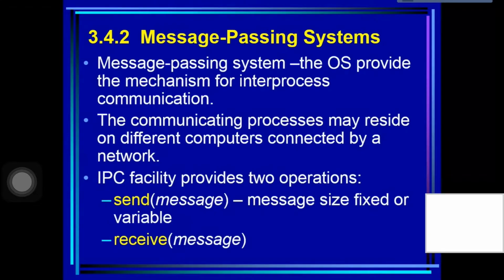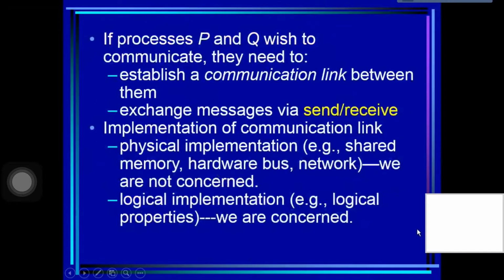A message passing facility provides at least two operations. Actually, they are system calls. The first is send message, and the second is receive message. Messages sent by a process can be either fixed or variable in size.